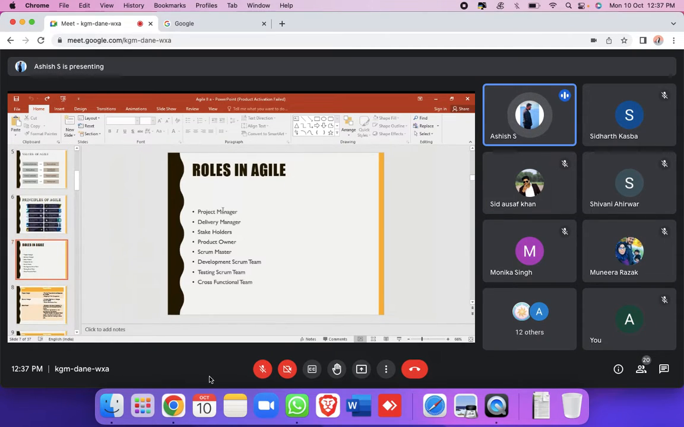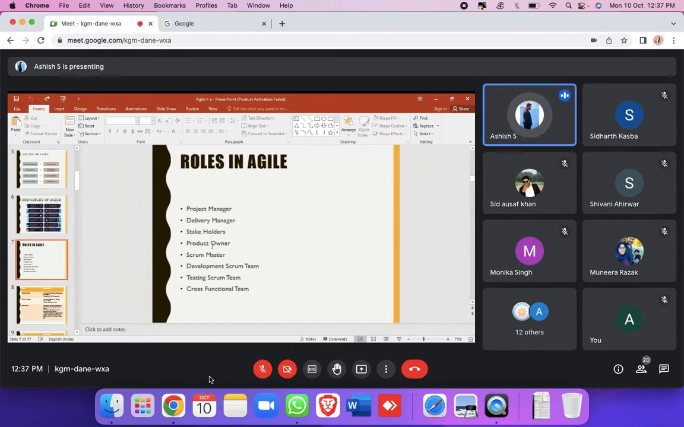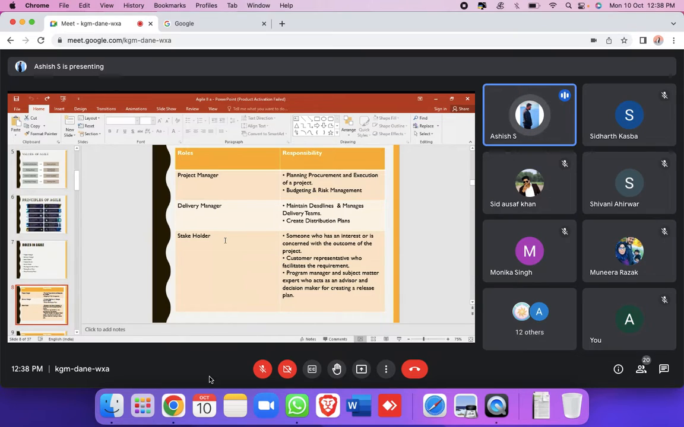So coming to roles in agile. There are some different roles in agile, like project manager, delivery manager, stakeholders, product owners, scrum masters, development scrum team, testing scrum team, and cross-functional team. So let us know who is the project manager, who is the delivery manager, who are the stakeholders, product owners, and scrum masters. Coming to the next slide, here you can see a project manager.